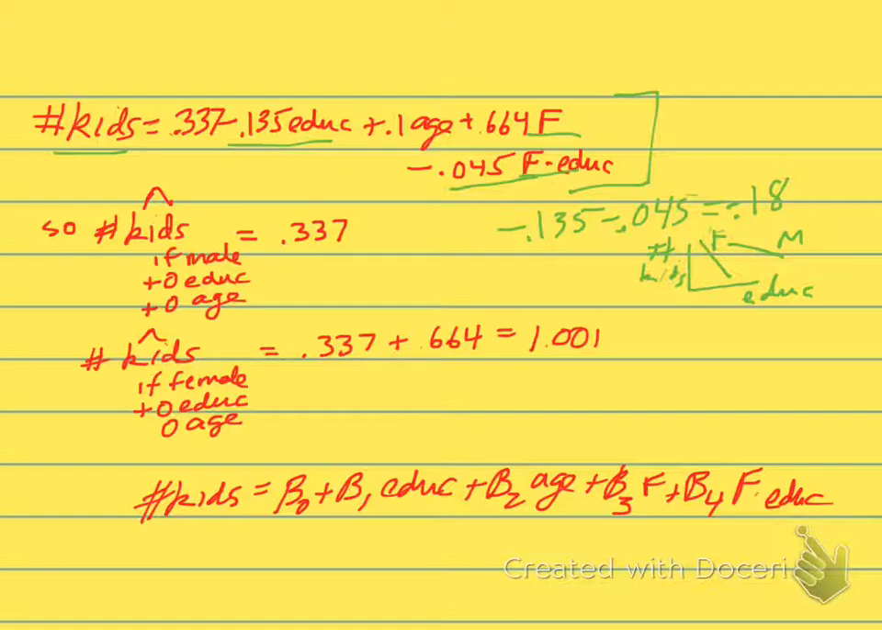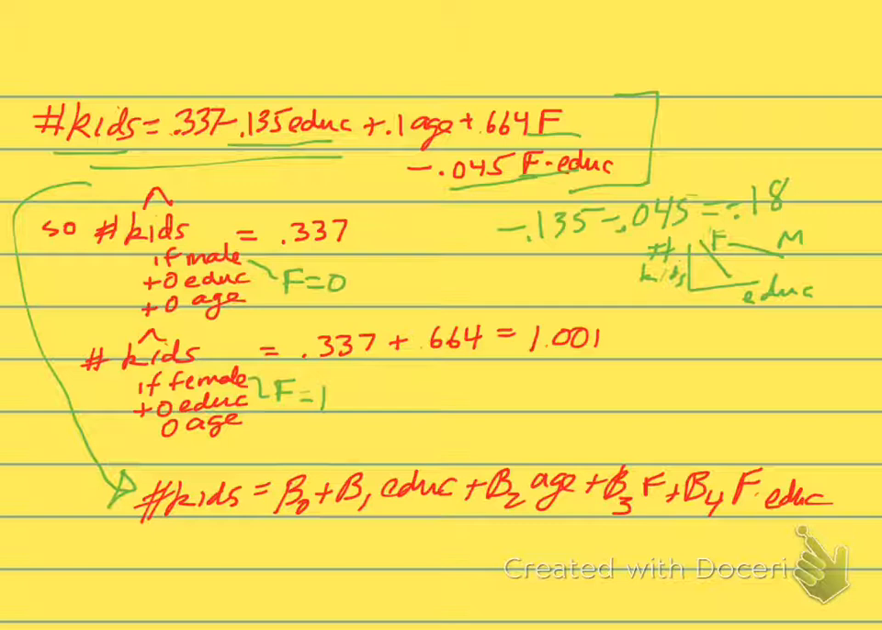Now, we can use this equation, which we've estimated, right? And this equation can be expressed this way: number of kids equals beta 0 plus beta 1 times education plus beta 2 times age plus beta 3 times whether you're female plus beta 4 times whether you're female times education, the interaction term. So we can use that to predict the number of kids. If you're male, female equals 0. If you're female, female equals 1. We can ask, what's the predicted number of kids?